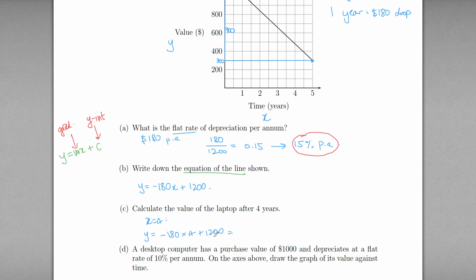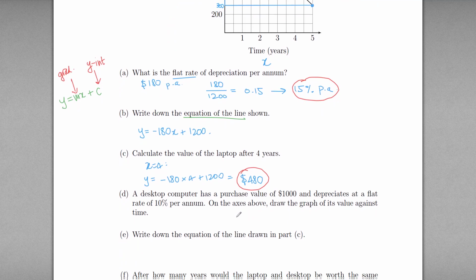Now it sort of makes sense anyway. The laptop begins at 1200, then it's dropping by 180 every year. So that means it's 1200, then you take away 180 4 times, because 4 years. So it makes sense even if you think about it. You don't really need to follow the equation blindly, but if we have it, it's easy. Alright, so it's 480. Let's circle that again.